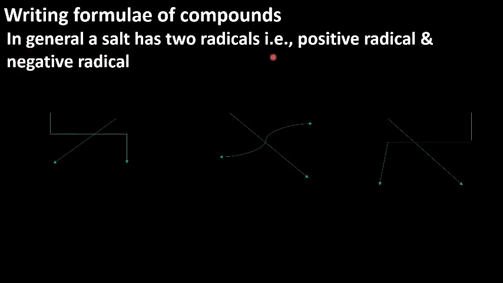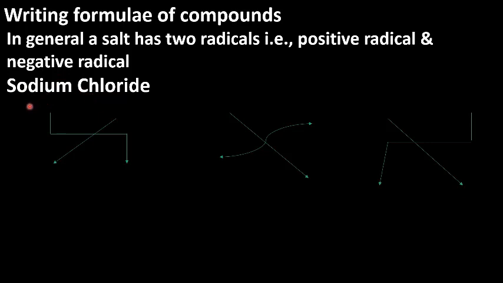In general, a salt has 2 radicals, or the name of the salt has 2 parts. The first part is the positive radical and the second part is the negative radical. Now let us learn how to write the formulae of compounds by taking different examples. Sodium chloride. See here, sodium, the first part, is the positive radical, and the second part is the negative radical. So sodium is the positive radical, chloride is the negative radical. The name should not be written as chloride sodium. So this is the order which we have to follow in writing the formulae of compounds.